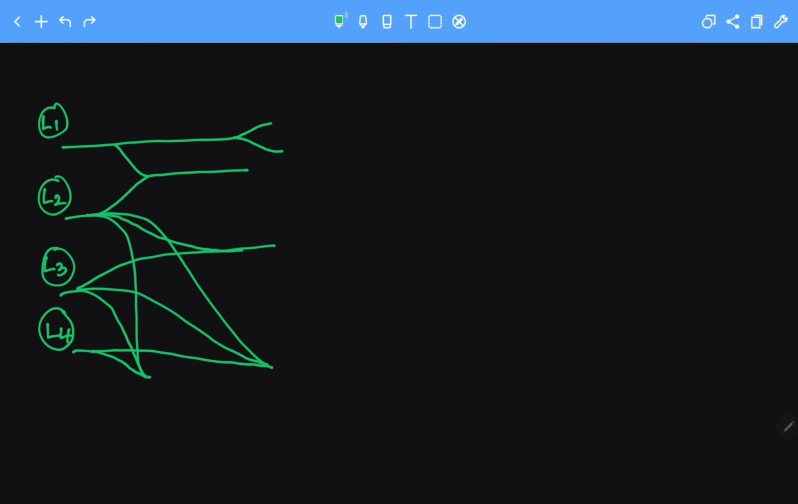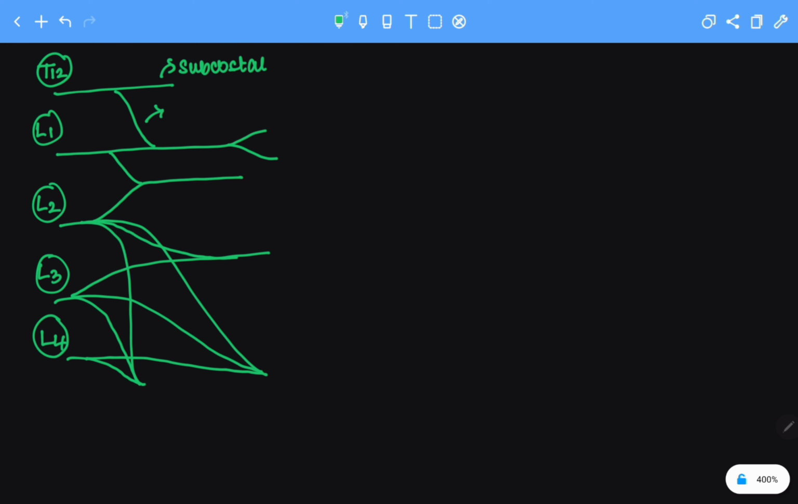Nerves of the first group receive fibers from the subcostal nerve. So this is the subcostal nerve. It is not a part of the lumbar plexus, but there are a few fibers from the subcostal nerve that are supplied to the first group of nerves in the lumbar plexus. And this supply is done by a communicating branch.